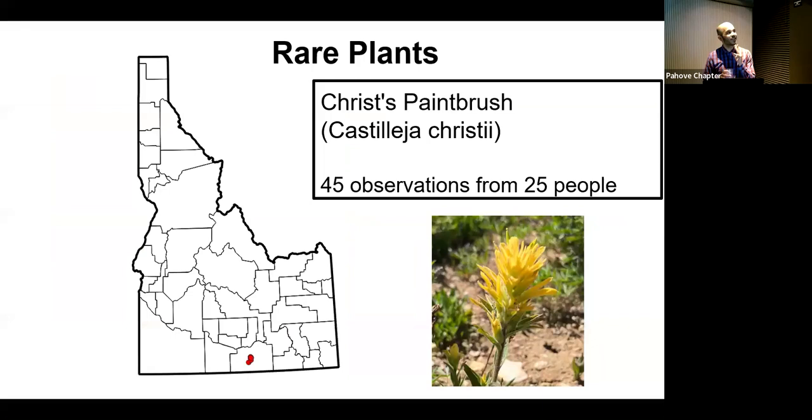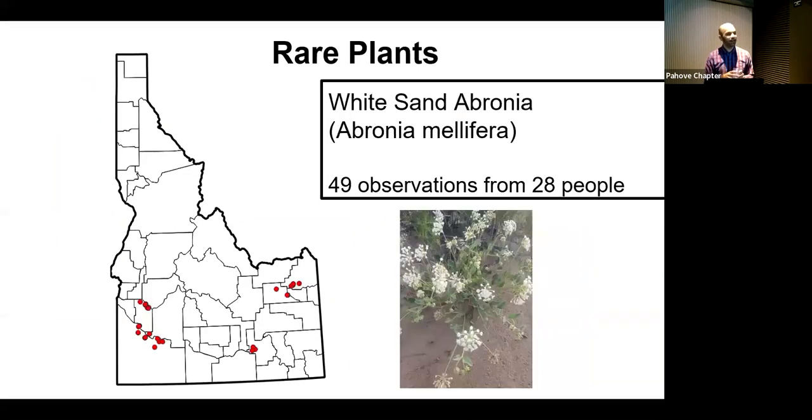Christ's paintbrush is another one that's really well represented on there. This is only on Mount Harrison down south of Burley. Again, this is a paintbrush, so it's a good size. It's a nice flower. It's also right next to a paved road, I figured out when I zoomed into this. So that's why it gets a lot of observations. And then one more, Sandabronia. Decent sized plant, and it looks like it has several populations throughout southern Idaho. So it is pretty well represented. Also very pretty for a Brassicaceae too.